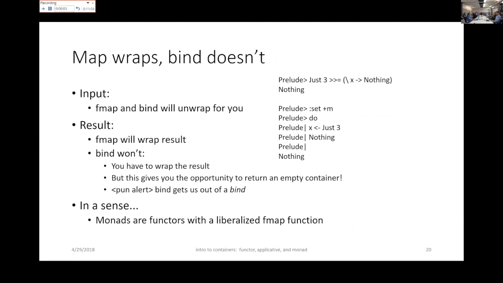I went over this before. Just one observation I want to make, even though I'm getting close to out of time, is that if you think about the maybe monad, the difference between the mapping function and the bind function is a very, very minor difference. Bind forces you to do the wrapping of the result. And since you get to do the wrapping, you can return an empty container, whereas functor couldn't do that. So in a sense, monads are just functors with a liberalized bind policy.